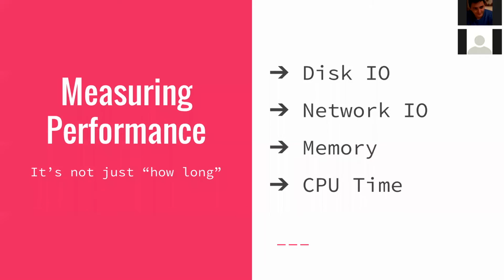And it helps you measure performance. Most tools just look at how long something is, but Blackfire has the philosophy that performance isn't just how long something took. There's disk input output, there's network input output, there's memory usage and CPU time. Most tools consider the last option to be the biggest, to be their one measurement: how long did it take the CPU to process this.